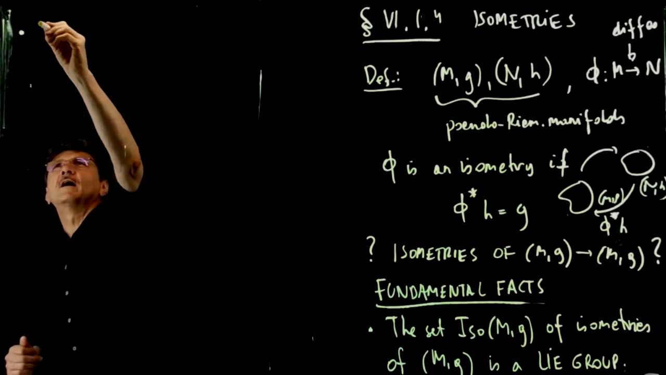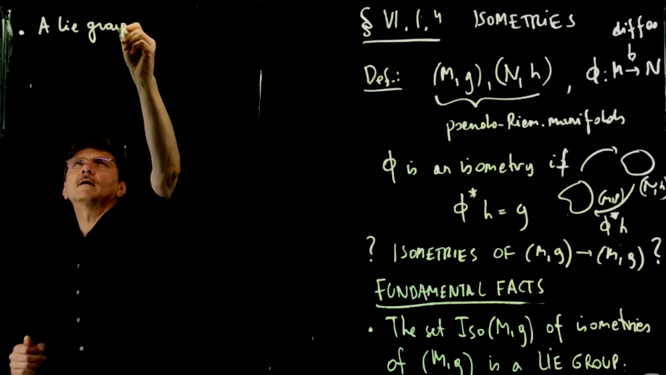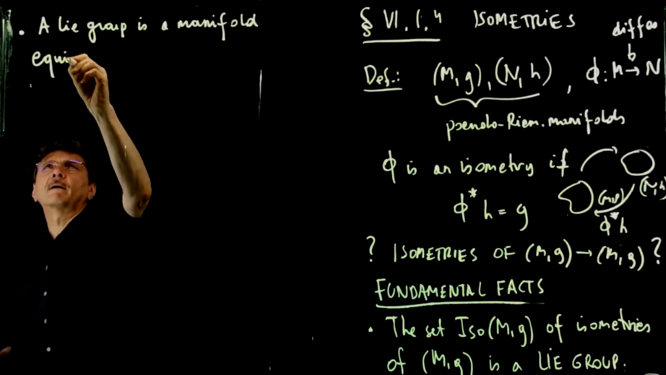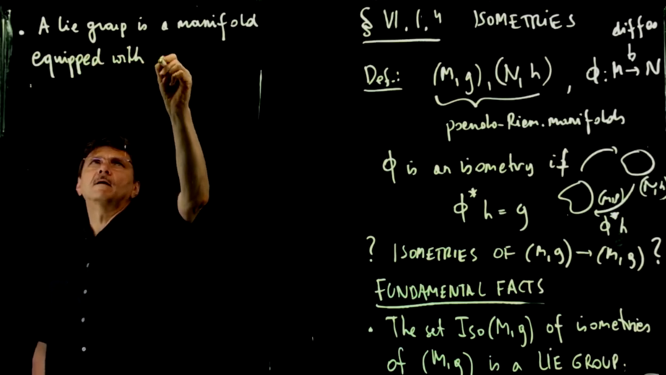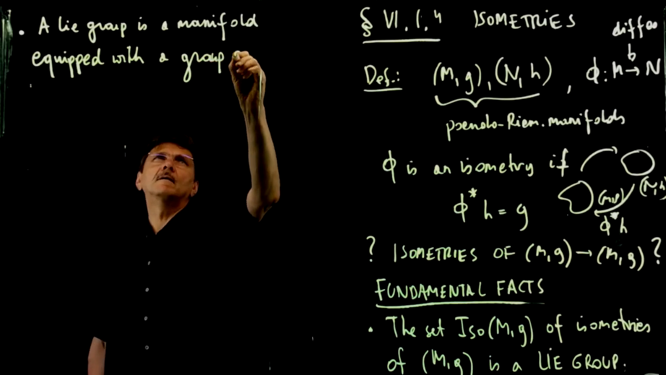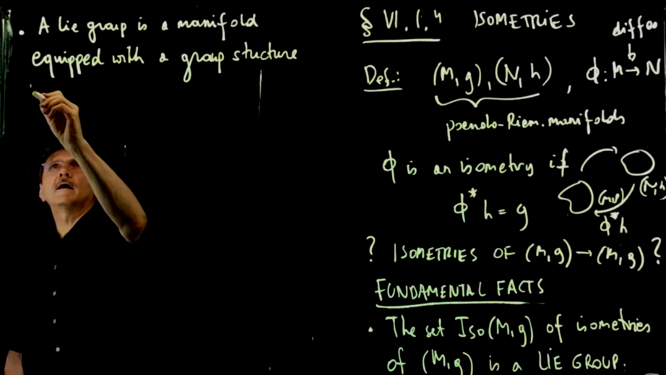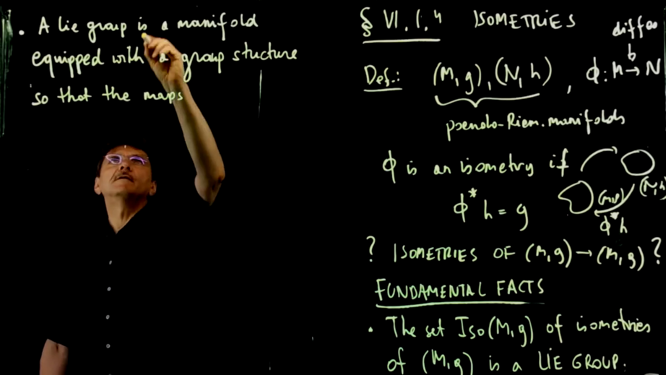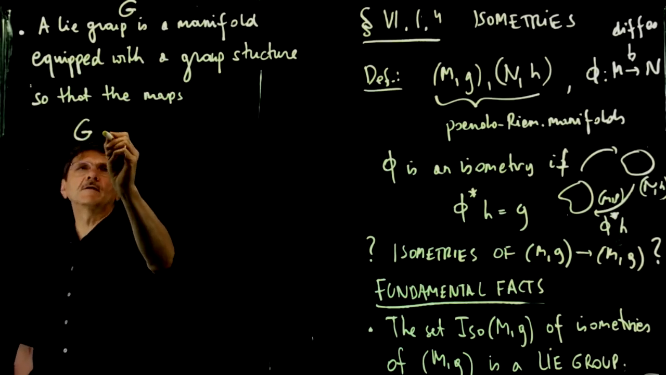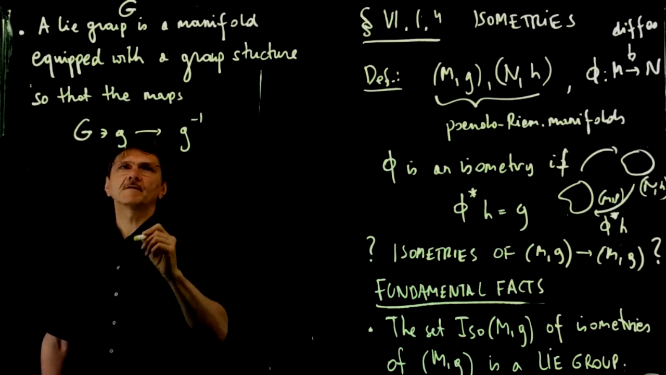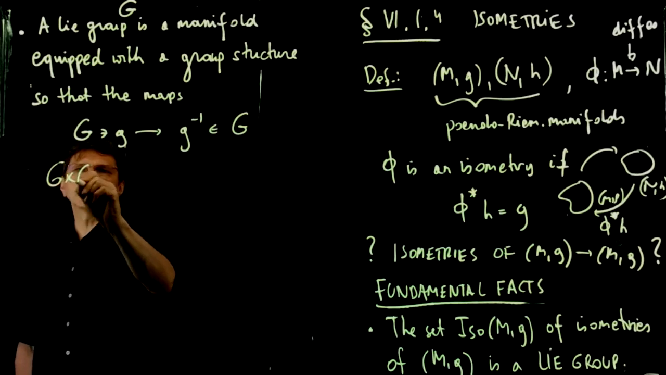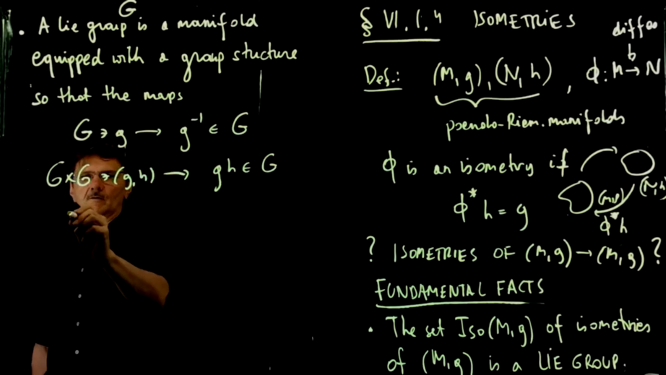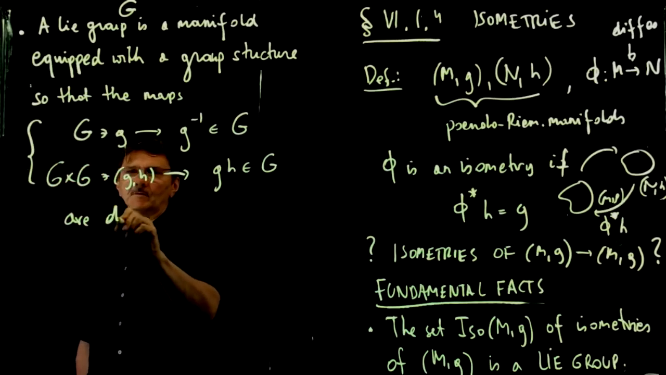Good, so what is a Lie group? A Lie group is a manifold equipped with a group structure, so that the maps, if you take G, you take the inverse, and you take a product, then these maps are differentiable. So both maps are differentiable. Okay.